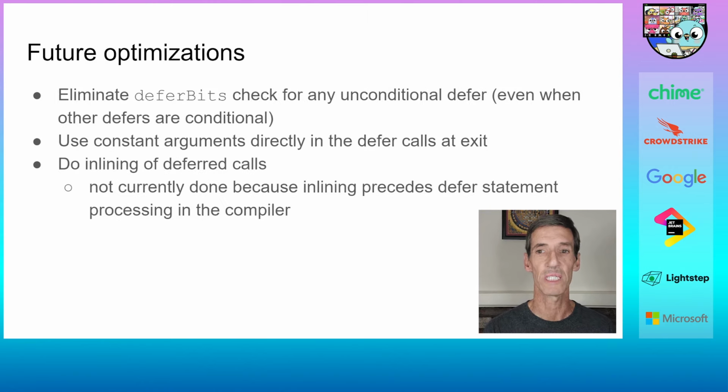There are several optimizations that can still be done to reduce the cost of defers. First, we can do a little extra work in the compiler and eliminate the deferBits check for any unconditional defer, even if other defers in the function are conditional. We can also do some extra work to use known constant arguments in the defer call at exit instead of loading those constants from the defer stack slots. Finally, we might like to have an option to inline deferred calls to known functions or methods. We don't currently do this because inlining precedes defer statement processing in the compiler. So inlining deferred calls would require significant restructuring in the compiler, but it is possible.